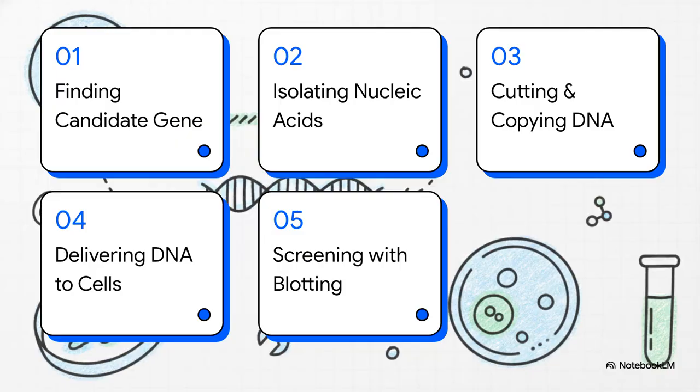So obviously, that's a massive biological hurdle we have to solve right out of the gate before any cloning can happen. So here's our game plan for today. We're breaking this down into 5 major phases. We'll start by drafting our blueprint by finding the candidate gene, then isolating the nucleic acids, cutting and copying the DNA, delivering it to host cells, and finally, running some strict quality control with blotting techniques.